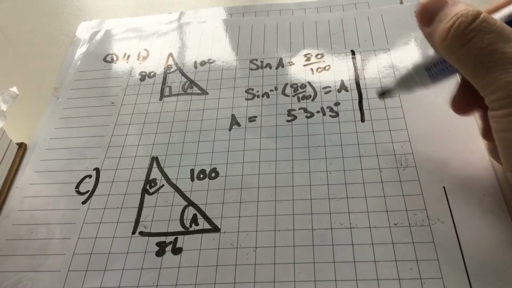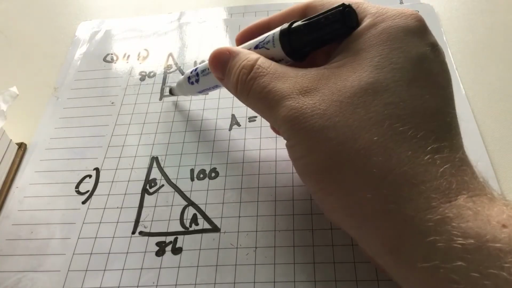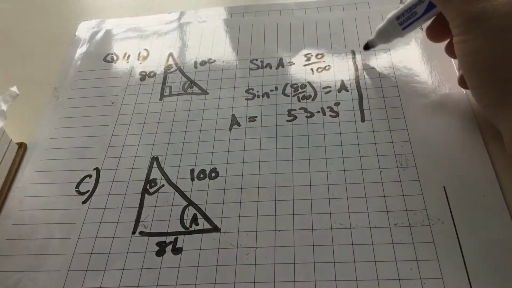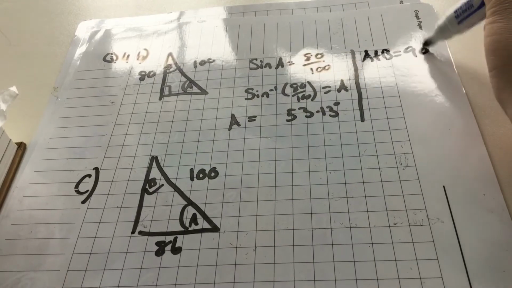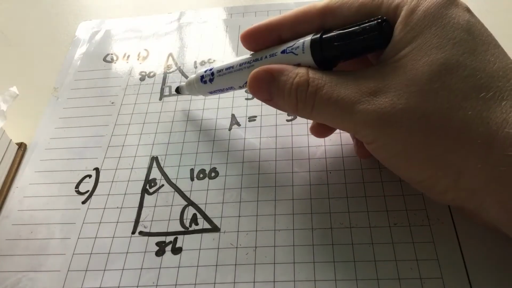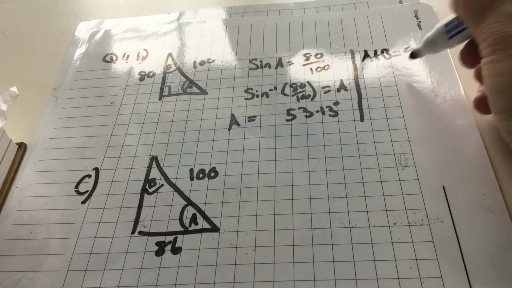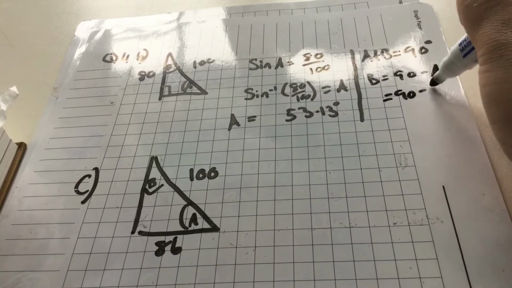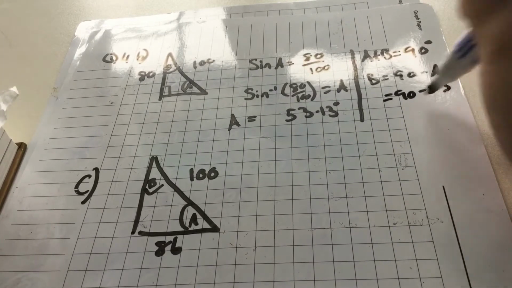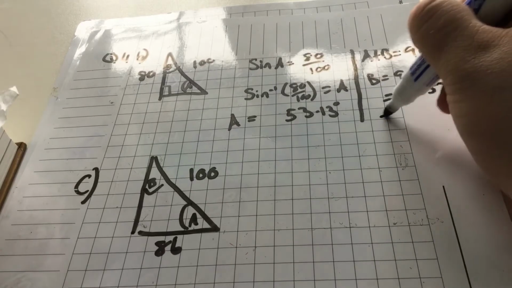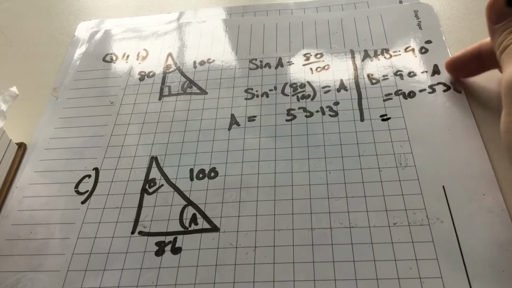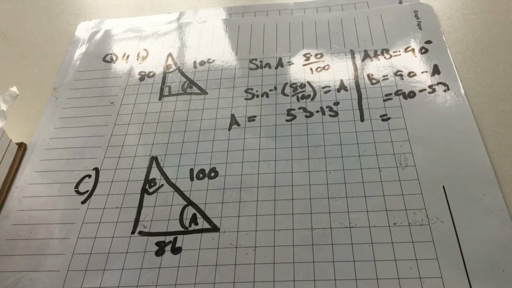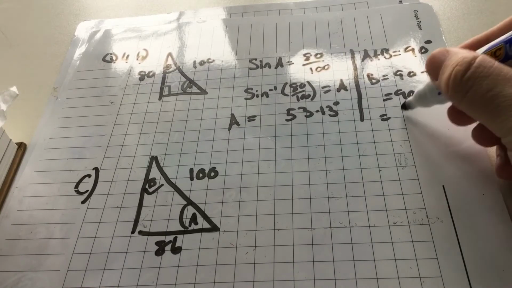I have two options for finding B now. I can say, because this is 90 degrees, and all three, A and B and 90, have to make 180, that means that A plus B has to equal 90 degrees also, because of the right angle here. So then B is 90 minus angle A, so 90 minus 53.13. Or it might be to the nearest angle, I haven't got the question in front of me. Let's say it's to the nearest angle, then it's going to be 90 take away 53, which is 37.